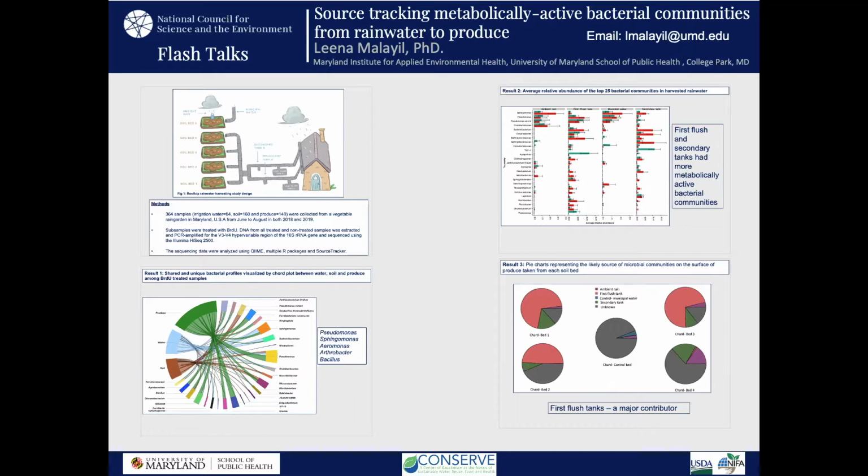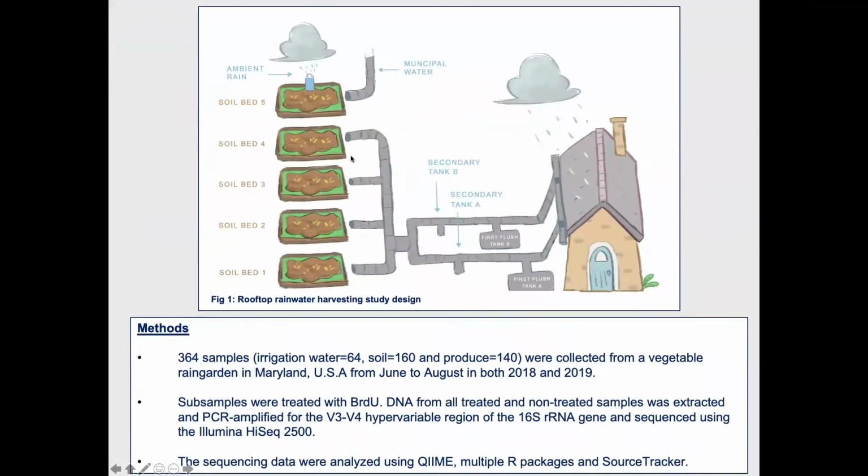and produce. To bridge this knowledge gap, we collected 364 samples from a vegetable rain garden in Maryland, USA from June to August in 2018 and 2019. Among the samples collected were water from the first flush tank, secondary tank, municipal water and ambient rain. Soil and produce were also collected from the 5 soil beds as represented in this figure.